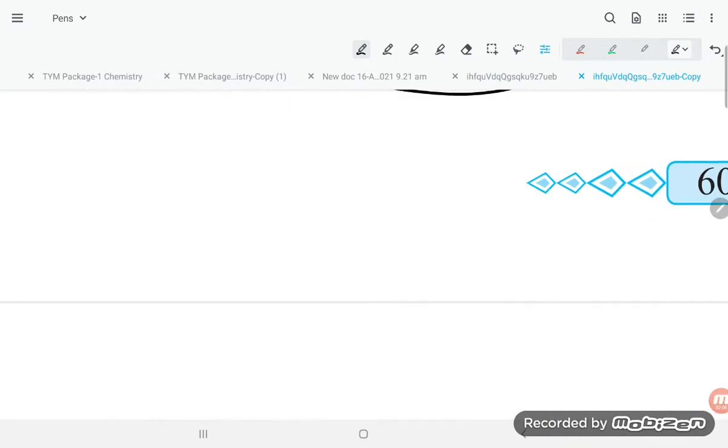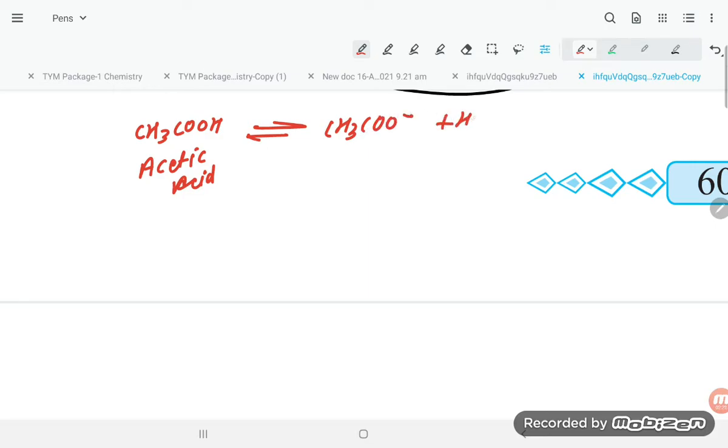So what is the point, students? Let's have a look. CH3COOH, this is the acetic acid, and it is dissociating. So it forms CH3COO- plus it gives H+, right? This is the weak acid, so the dissociation is very less.